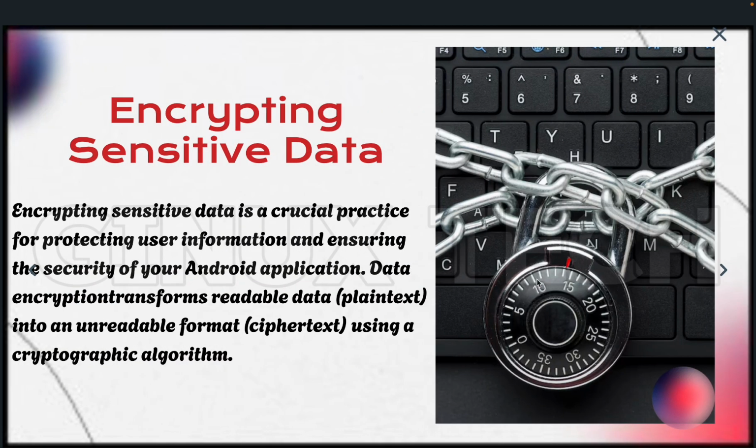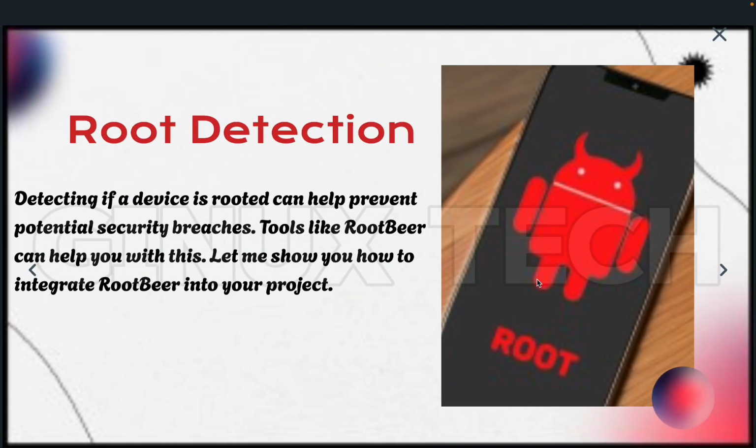And then encrypting sensitive data. Before you send a request to the backend with sensitive data, or if you want to save some data in the local storage of your device, make sure that the data you want to save is encrypted, so that by the time they reverse engineer your application, it becomes difficult for them to understand and decrypt that particular information. It's super important. And then the last one we spoke about is root detection.